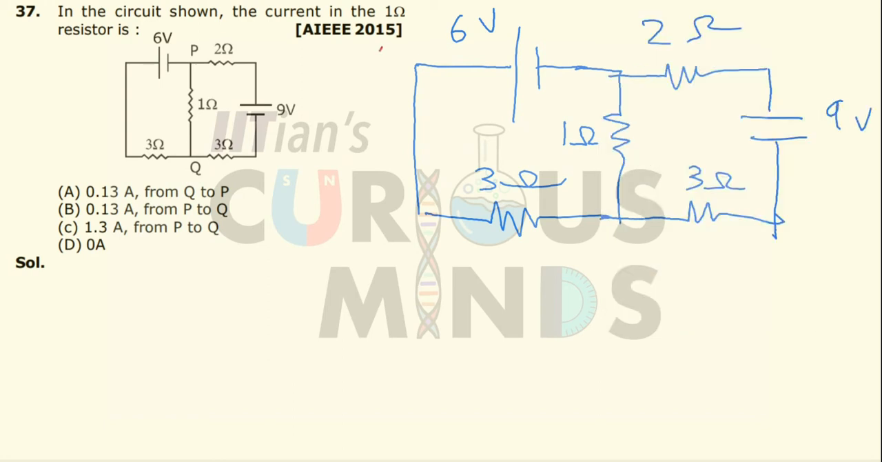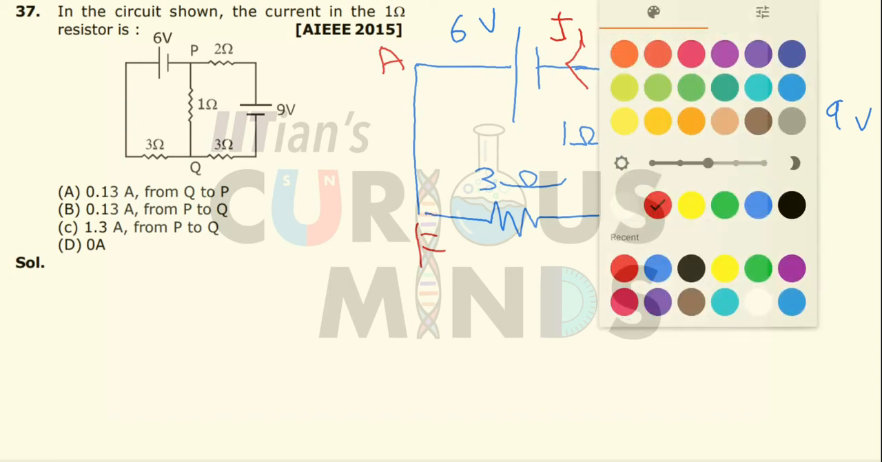Let me name the points. Let this point be A, this point be B, let this point be C, this is D, this is E, this is F over here. Let me consider two outgoing currents. This is I1 and this is I2. So the total incoming current at the junction B will be equal to I1 plus I2. Total incoming current is equal to total outgoing current. I am applying Kirchhoff's current law over here.